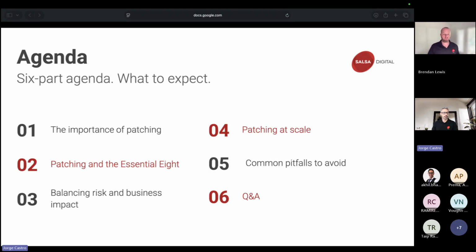Okay, quick agenda: the importance of patching, and patching in the context of the Essential Eight. As I said, not a deep dive. I'm not going to be going through the documentation and the strategies and all of that, but we'll touch on this and why it's important to align with the Essential Eight. Then balancing risk and business impact, which I think is the core of the presentation today. Then patching at scale and some of the common pitfalls to avoid. And at the end, as Brendan said, we're going to have some time to do some Q&A.